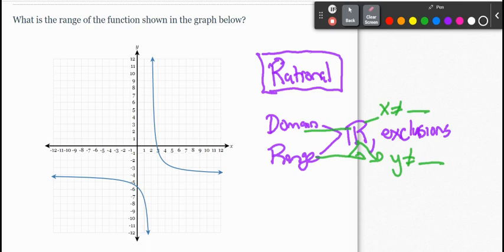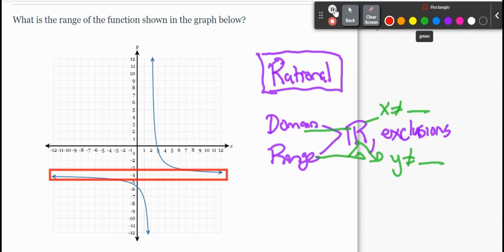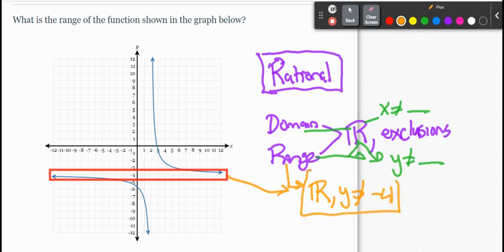But looking just at this graph, I hope that you can see there's a couple of excluded values here. Right here, you'll notice that this graph right along that -4, it doesn't actually touch it. It gets really close and points at it, but it doesn't touch it. So that's actually my Y range restriction. So my range, in this case, on this problem, because of this line right here, I say all real numbers, comma, Y can't equal, for this graph, -4. That would be my range.